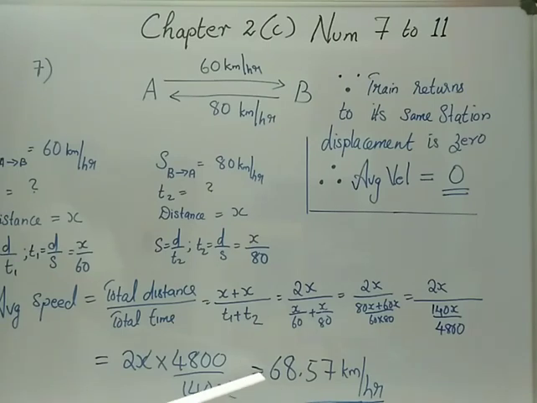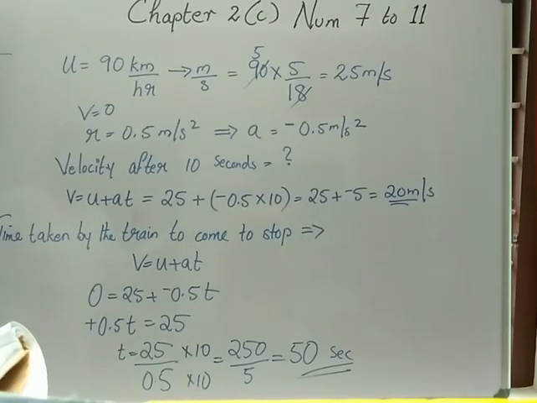Average speed of the train is 68.57 kilometer per hour. Next, question number 8.